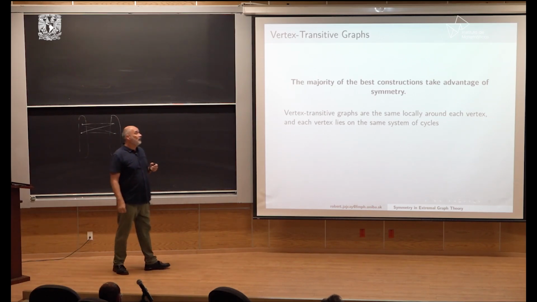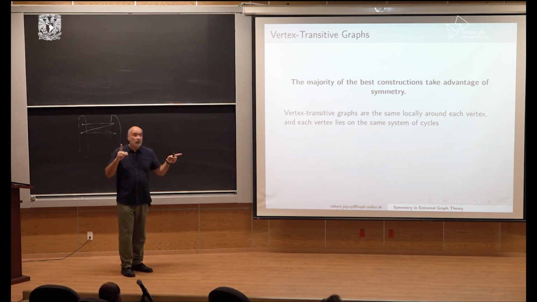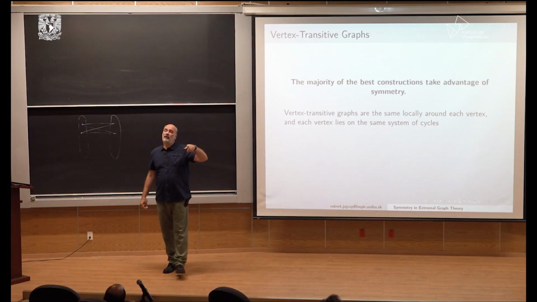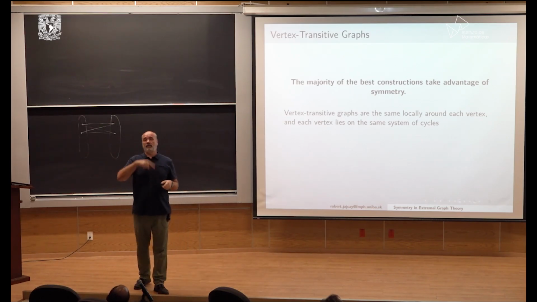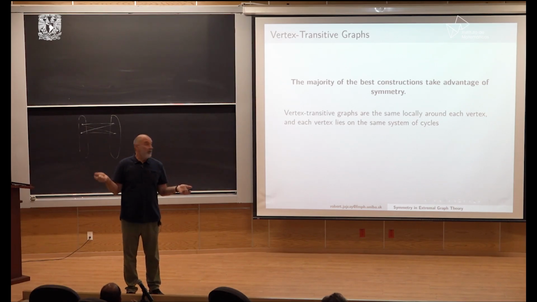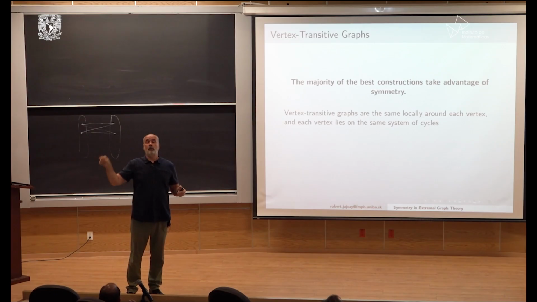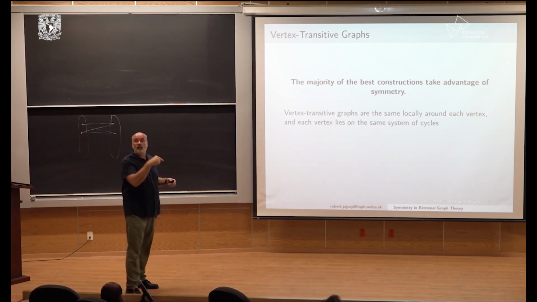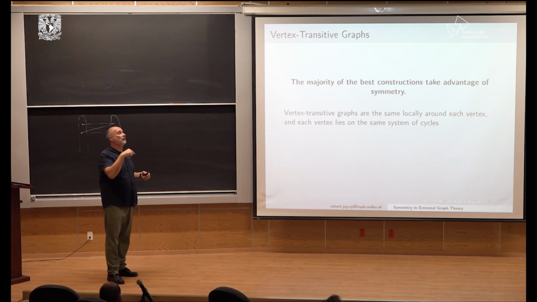Vertex transitive graphs are the same locally around each vertex. Here is yet another important thing. If the graph is vertex transitive, checking the girth is not all that hard. In general, to check the girth, you have to visit every part of the graph. But if the graph is vertex transitive, you check locally whether there are any small cycles. And if there are no small cycles here, there will be none anywhere because it looks the same at every point. So you save considerably on verifying the girth of the graph.